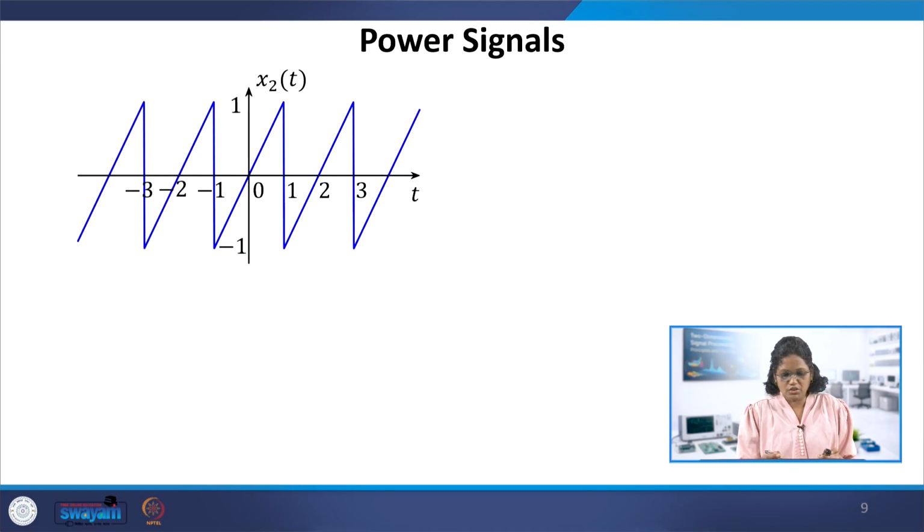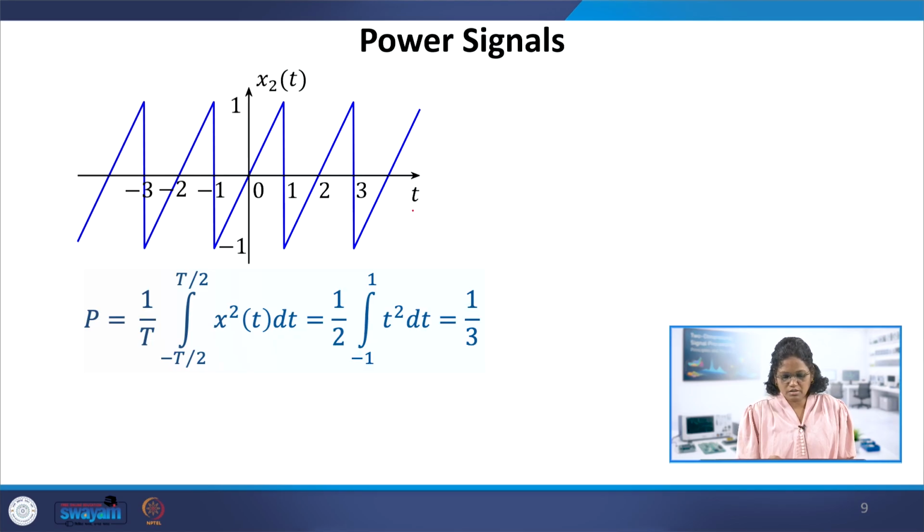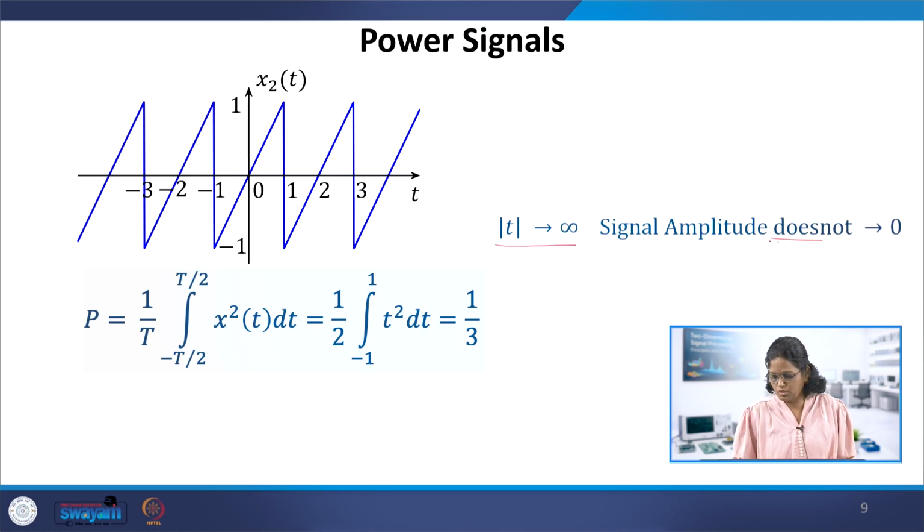In the case of a power signal, let's see the power signal. Here it is repeating. You can see the periodicity, a pattern repeating over here in the negative time index as well. x2 of t is a function of t, and 0, 1, 2, 3 are the points where it is crossing the time axis. So there is a pattern. Does this amplitude go to 0 when t tends to infinity? No, it doesn't go to 0. Anyway, this is repeating.